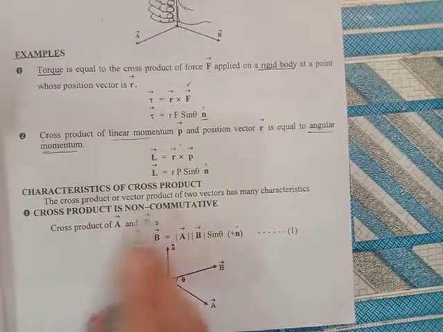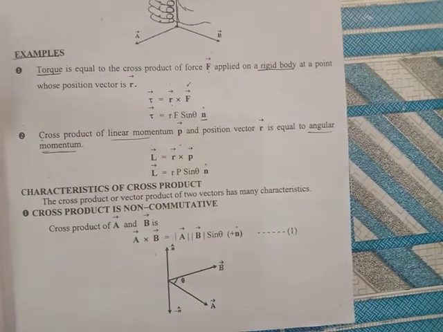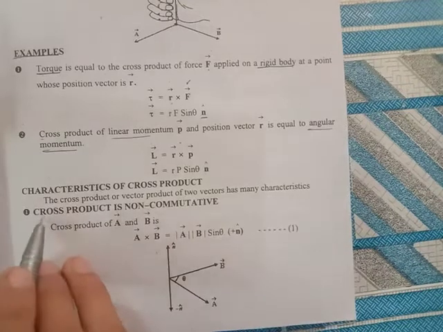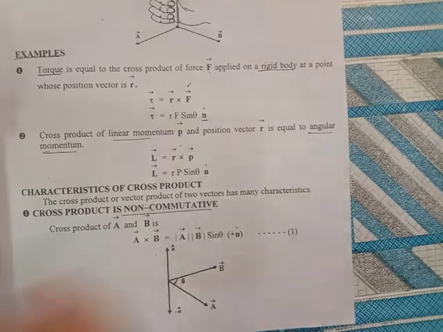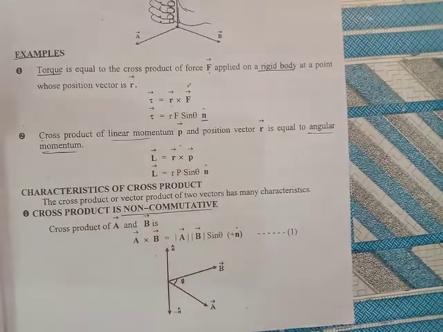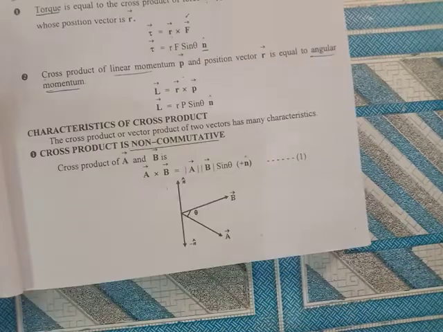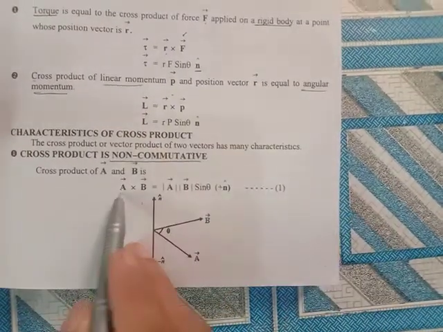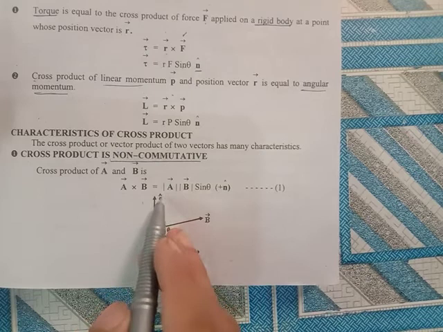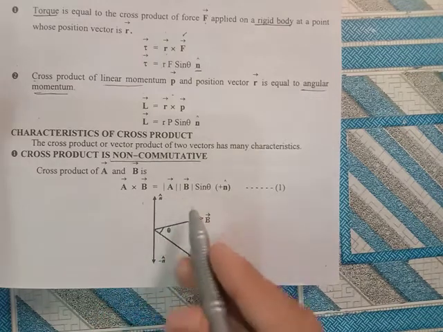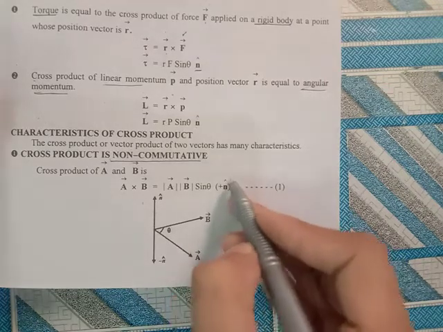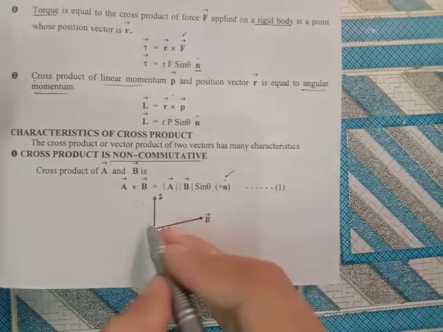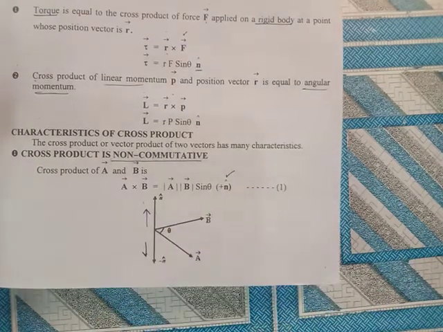Next are the characteristics of a cross product. What are the characteristics of a cross product? Let's start. Cross product is non-commutative. It means that A cross B is not equal to B cross A because the results are different from each other. We know that A cross B is equal to the magnitude of vector A times the magnitude of vector B times sine of theta times the unit vector n, where the positive direction is upward and downward is the negative direction of the A cross B vector.